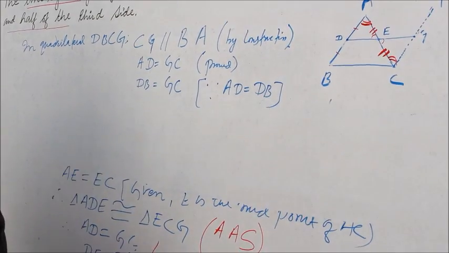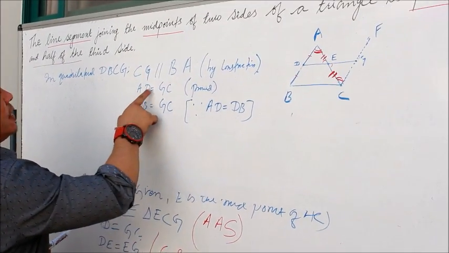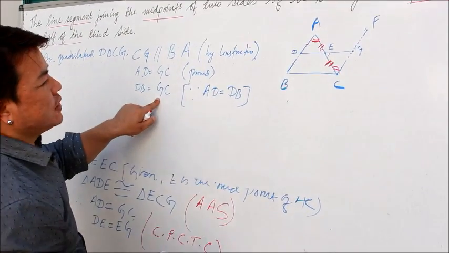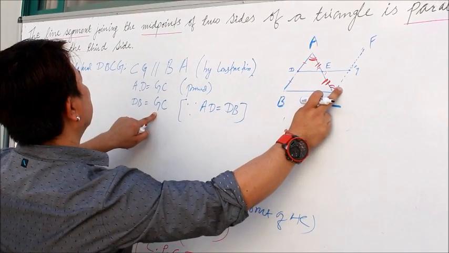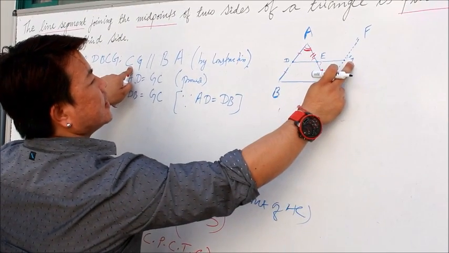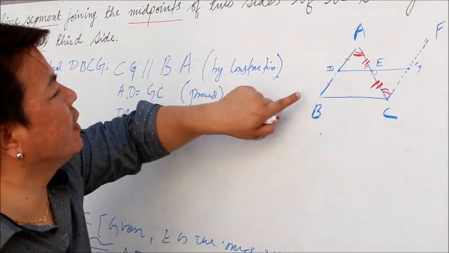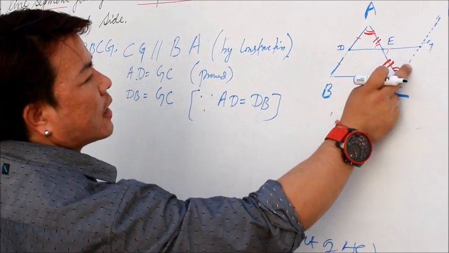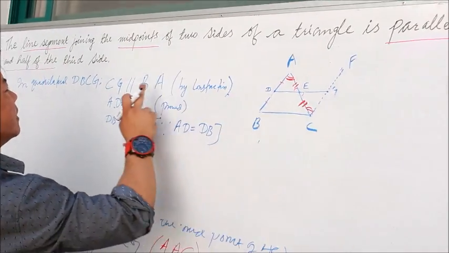Now what can we see here? We can see that AD is equal to GC. That means DB is equal to GC. DB is equal to GC means these opposite sides are equal. And here CG is parallel to BA, which means CG is definitely parallel to BD. So these two opposite sides of this quadrilateral are equal, and parallel.